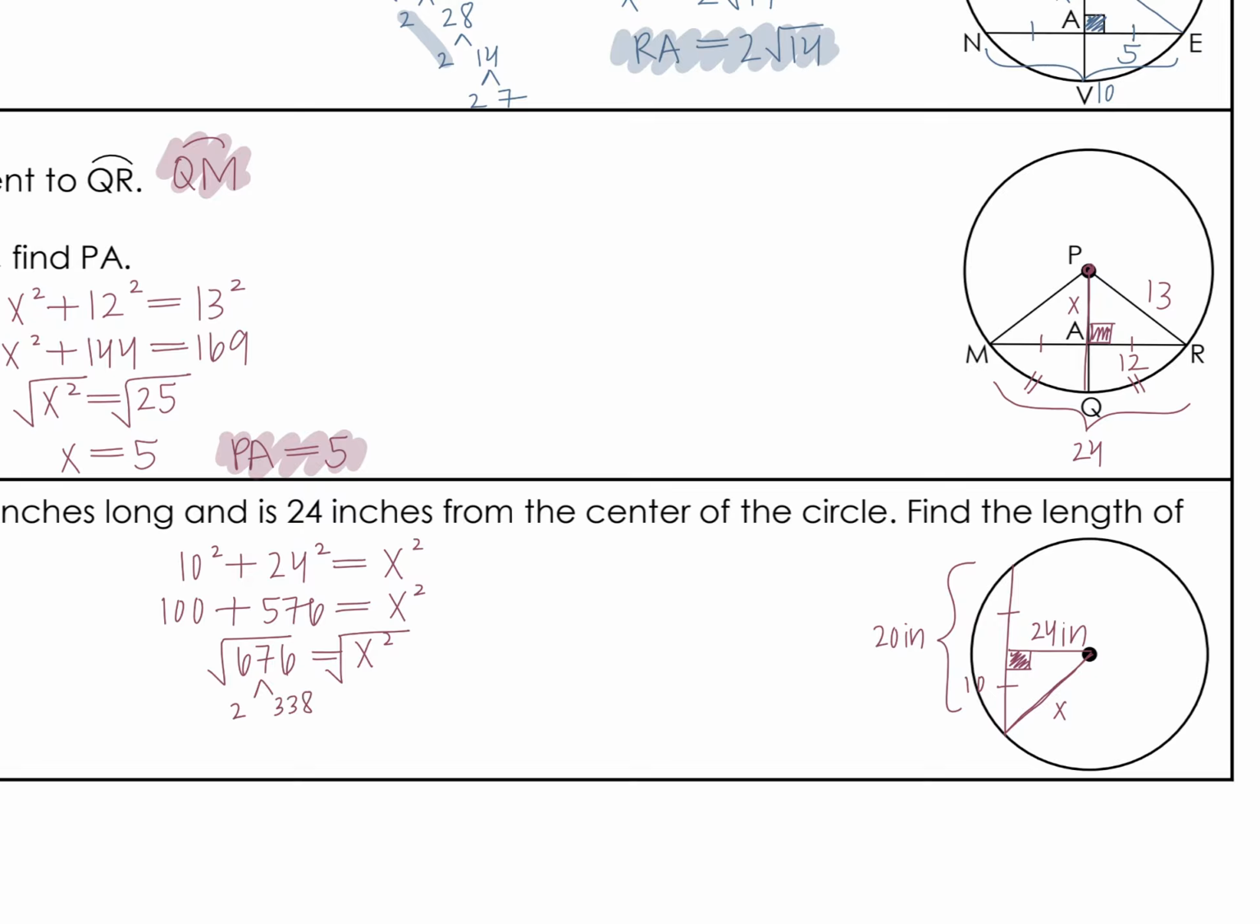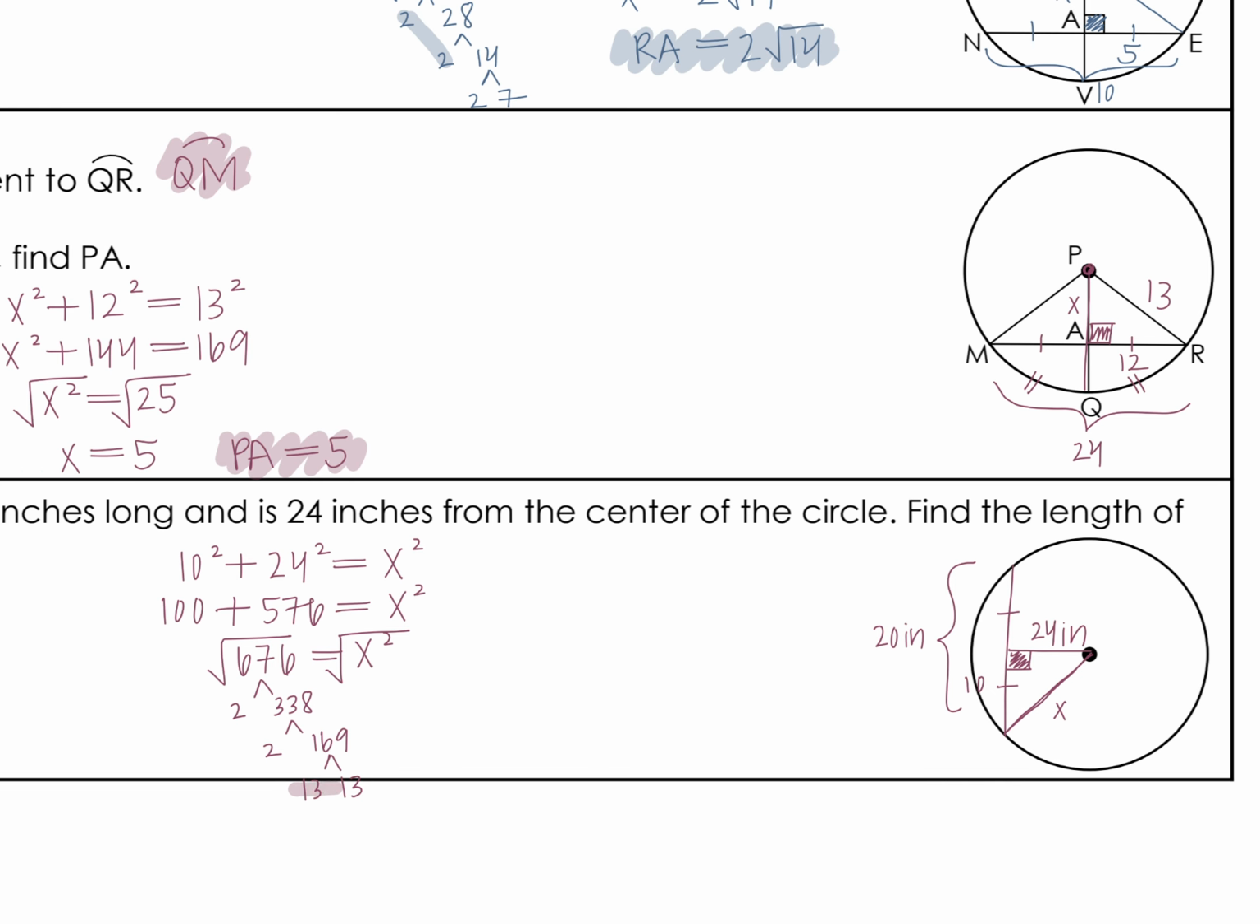338. Then I could divide that again by 2, because it's even. And I'm going to get 169. Now that 169 I am very familiar with. I know that that is going to give me 13 and 13.